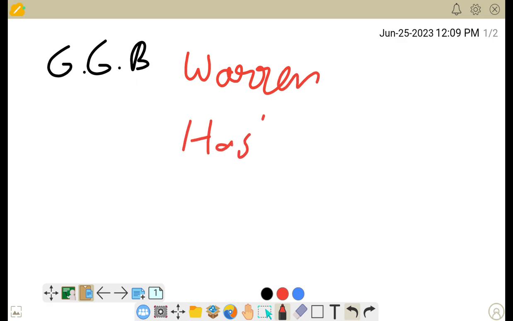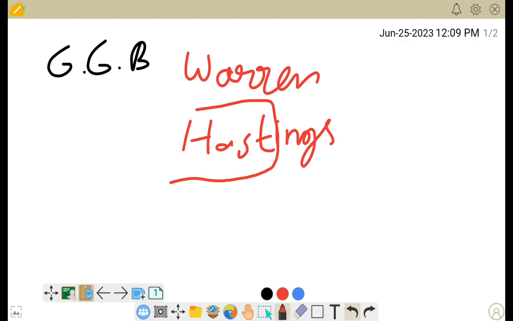Do you know the meaning of haste? Haste means jaldi, fast, like he's in a hurry. So you can say that Warren Hastings was in haste of becoming the Governor General of Bengal. He was in a hurry to become the Governor General. In this manner you can remember Warren Hastings: from haste you can remember Hastings.